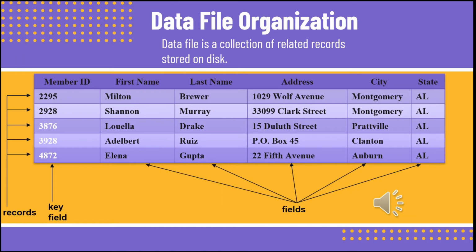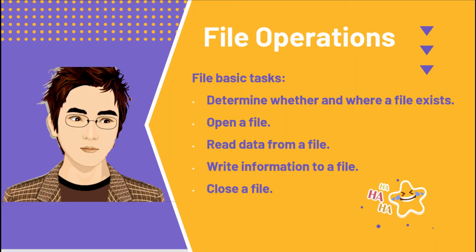File organization refers to physical layout or a structure of record occurrences in a file. File organization determines the way records are stored and accessed. For example, a file contains records. Each record has fields. Every record contains member ID, first name, last name, address, city, and state.